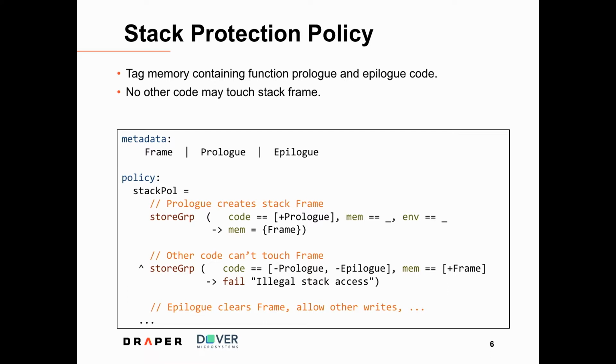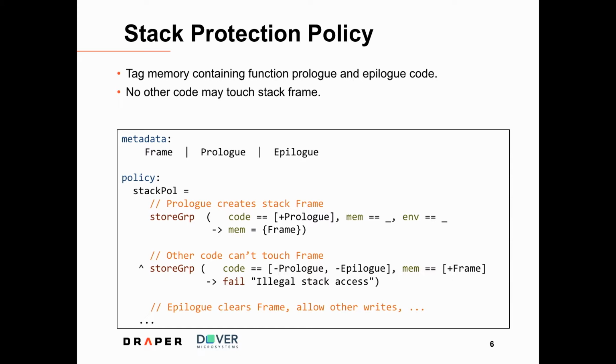So there's a couple of pieces of this I want to pull apart. In the metadata section here, we have three pieces of metadata: frame, prologue, and epilogue. Prologue and epilogue, as I mentioned, are going to be on code, and frame is going to be on memory on the stack. And then I've got a couple example rules here. The first one is the rule that adds the frame metadata to memory during function prologues, right? So it says if the code I'm executing is tagged to be part of the prologue, then allow the instruction and update the tag on the memory that's being written to have this frame tag in its metadata. So that we record the fact this is now special stack frame information.